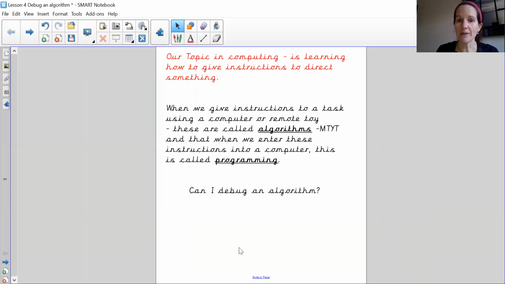So again, our topic is computing and we are learning about algorithms and programming. Now, unfortunately, we don't have the toys, the B-bot to put in the algorithm to make it move. Maybe we'll have a chance to do that when we return to school. But we're just looking at algorithms, looking at the set of instructions that we have to put something in motion.